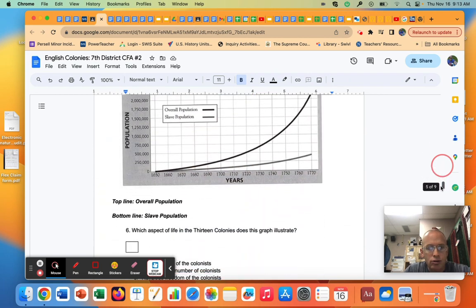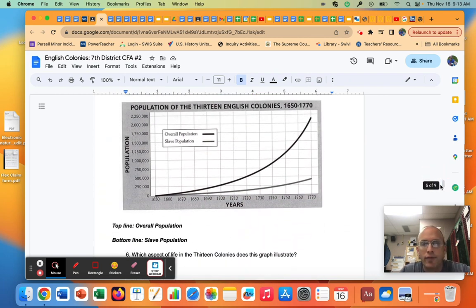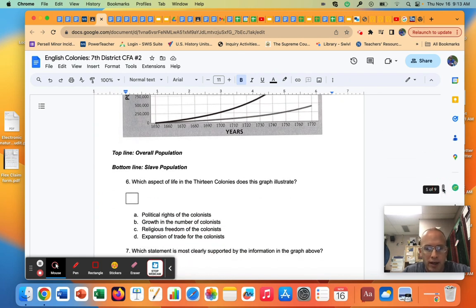All right, going down to question number 6, we have a line graph of the population of the 13 colonies. It says right here, this top line is the overall population. And down here, the bottom line is the gray area, that is the slave population. All right, question number 6, which aspect of life in the 13 colonies does this graph illustrate? Is it A, political rights for the colonists? Is it B, growth in the number of colonists? Is it C, religious freedom of the colonists? Or D, expansion of trade for the colonists? All right, so look at the title, look at the graph, and what does it represent?